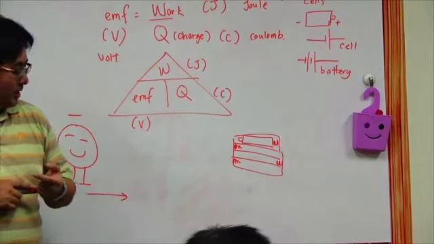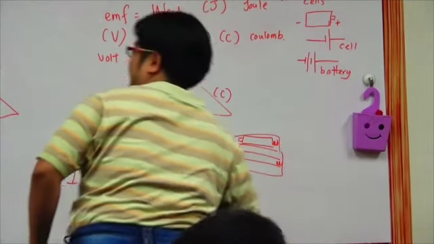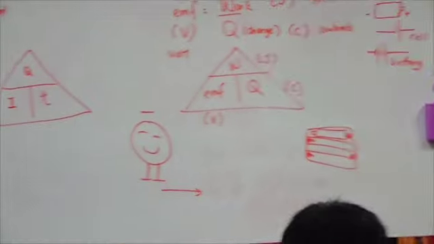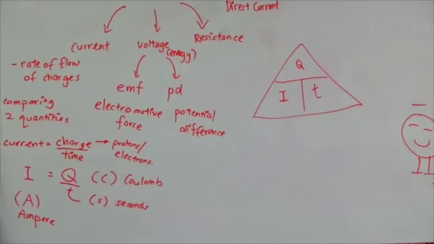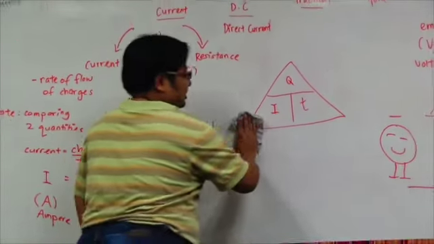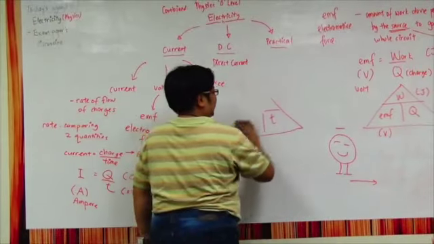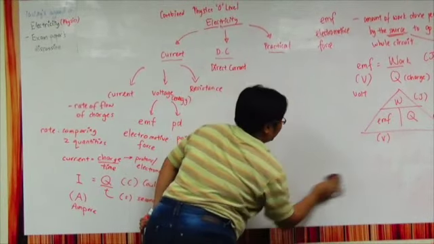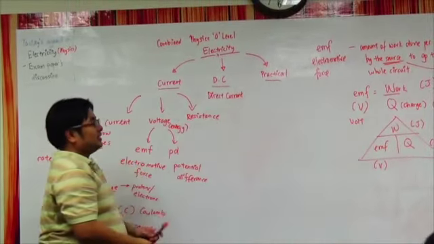Can, Joshua, so far? Okay. Can I rub this? Okay, I rub this happy guy.